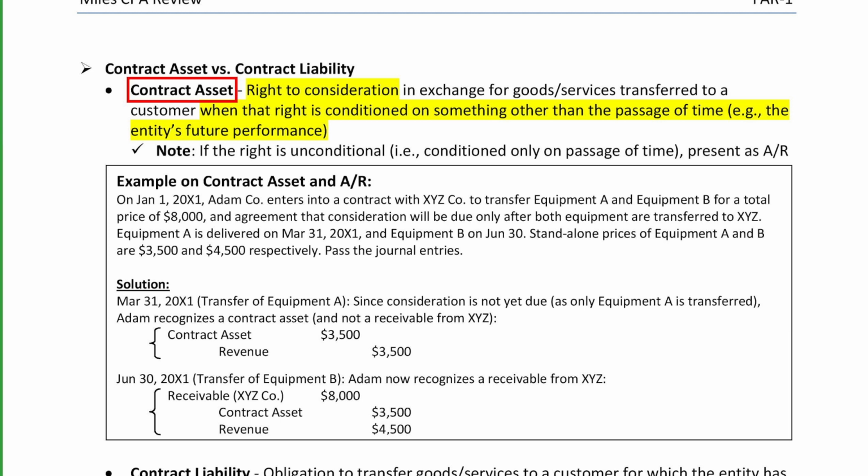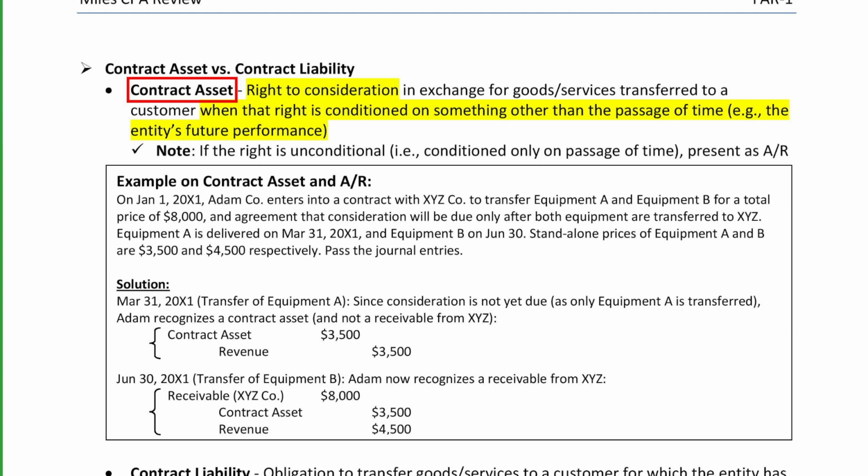Note that if the right to consideration for the entity is conditioned on a passage of time, that is recognized as an accounts receivable. But if the right to consideration is conditioned on something other than the passage of time, that's when it becomes a contract asset. So let's look at the example that we have here.